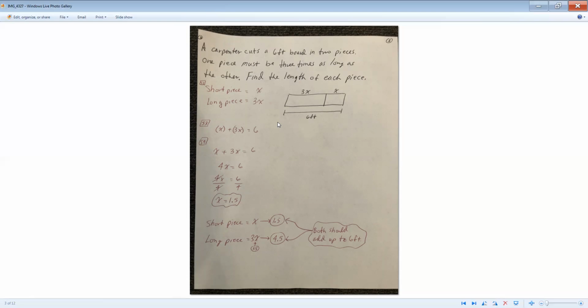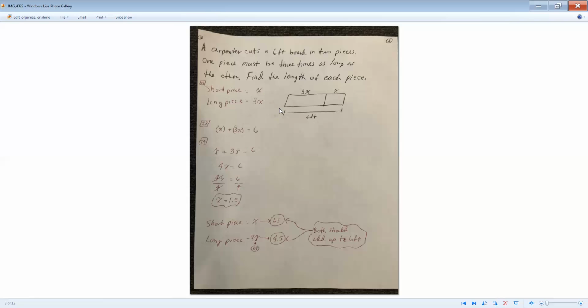Remember, what we do not want to do is call one x and the other one y, or use a and b. Basically, you don't want to use 2 different variables. You want to use one variable, write the other one in terms of that variable. By the description, it says that one piece must be 3 times as long as the other. So we let one be x, and then we let a longer piece be 3x.